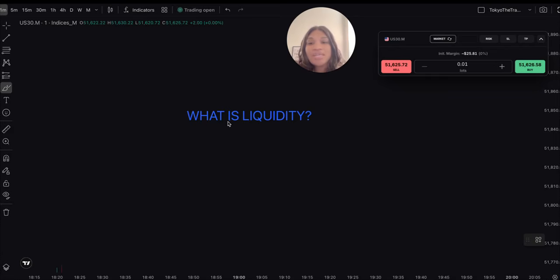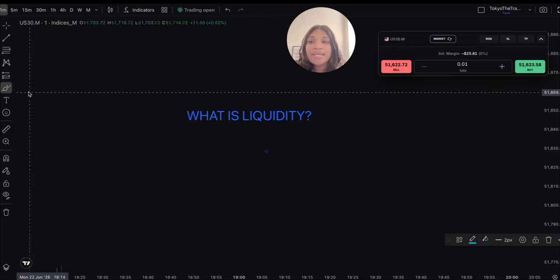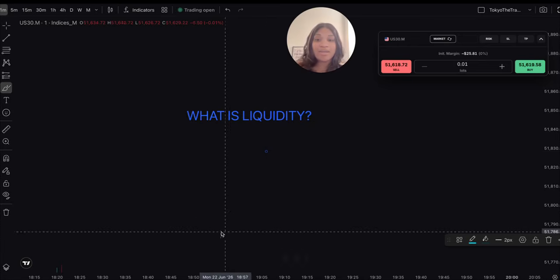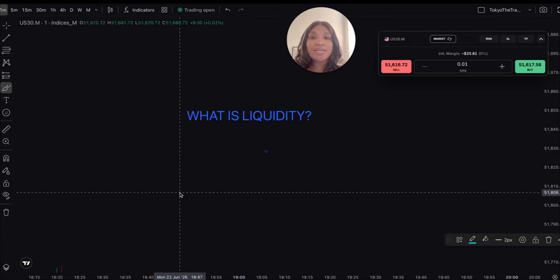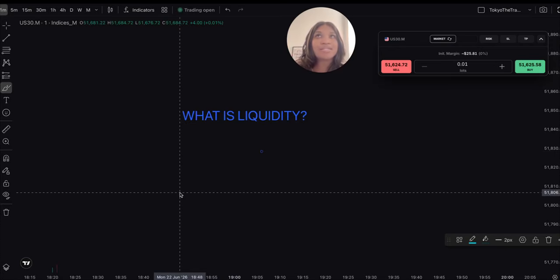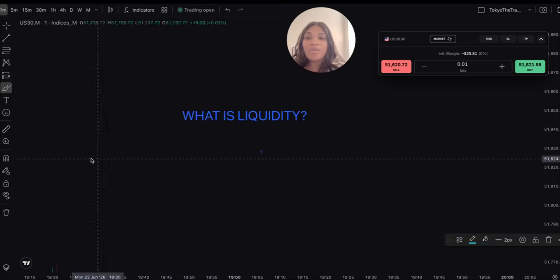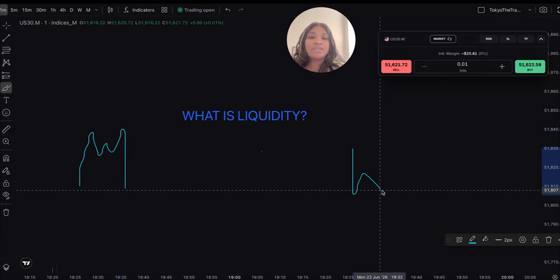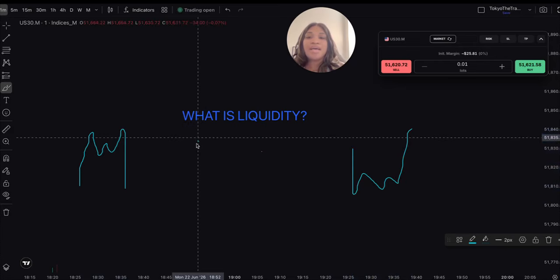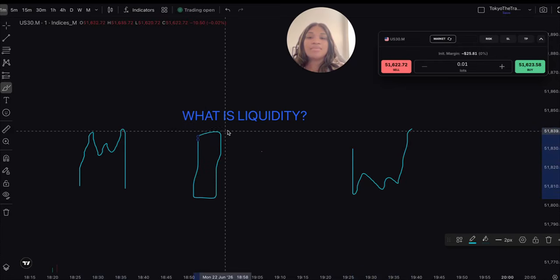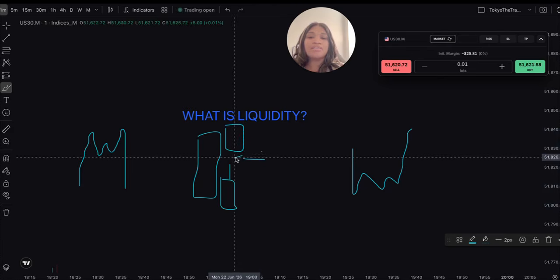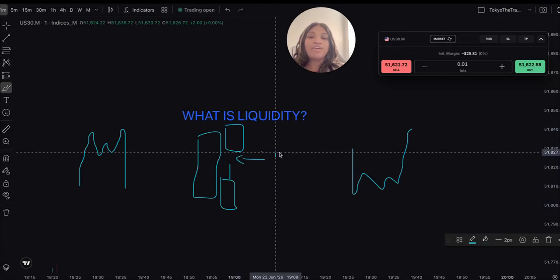So, what is liquidity? Liquidity is places where the market essentially is collecting money, right? So, how do we find where the liquidity is? Well, it's at previous highs, it's at previous lows, it's at gaps in the candles, something that we like to call imbalance or fair value gap, right? This little space in between these candles is called imbalance or fair value gap.